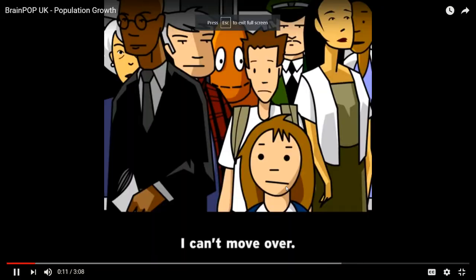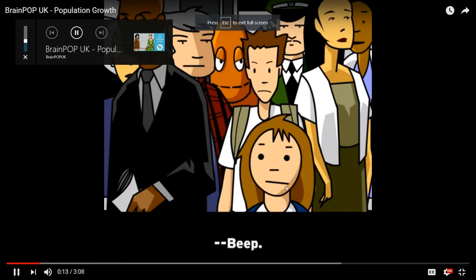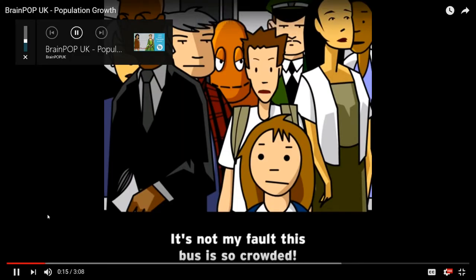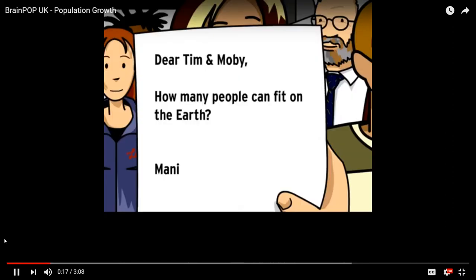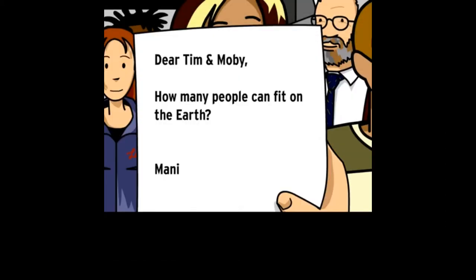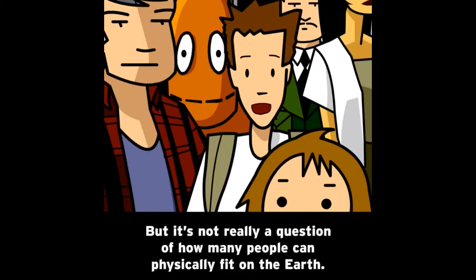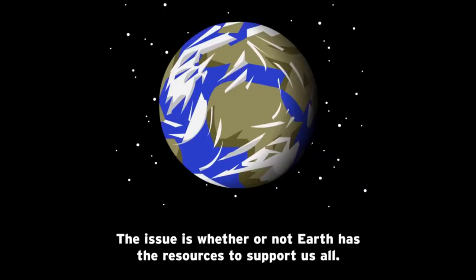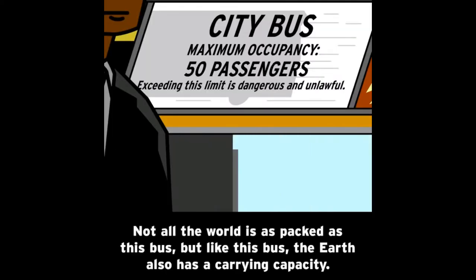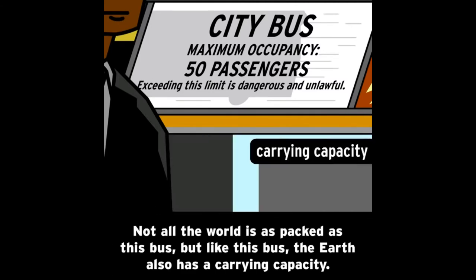I can't move over. You move over. It's not my fault this bus is so crowded. Dear Tim and Moby, how many people can fit on the Earth? From Manny. That's something Moby and I are wondering too. But it's not really a question of how many people can physically fit on the Earth. The issue is whether or not Earth has the resources to support us all. Not all the world is as packed as this bus, but like this bus, the Earth also has a carrying capacity.